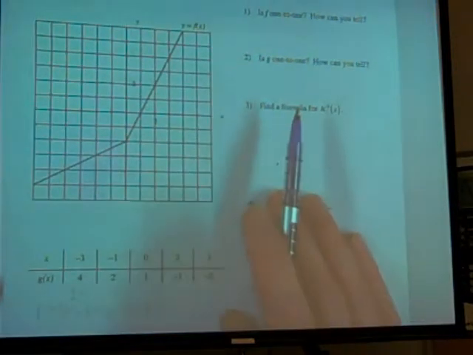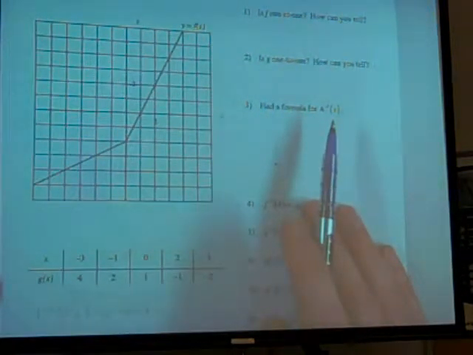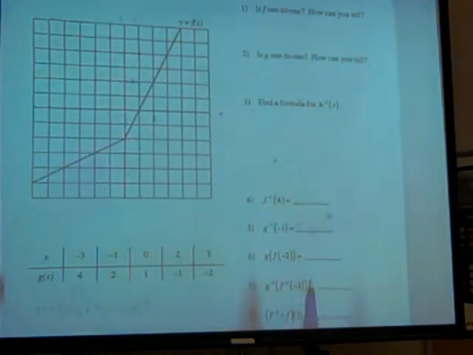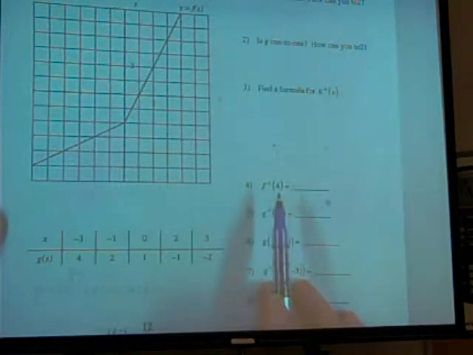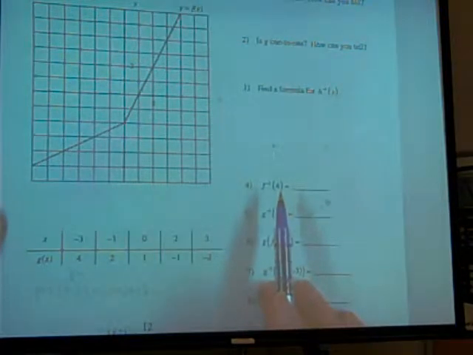Okay? Find a formula for h inverse of x. Let me leave that for another video. And let me look down the way here. They asked us to find f inverse of 4. Okay, now this is a little funky.